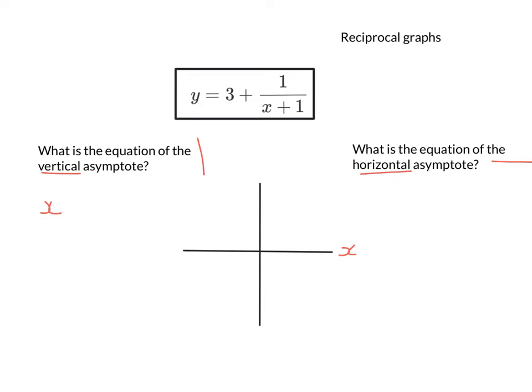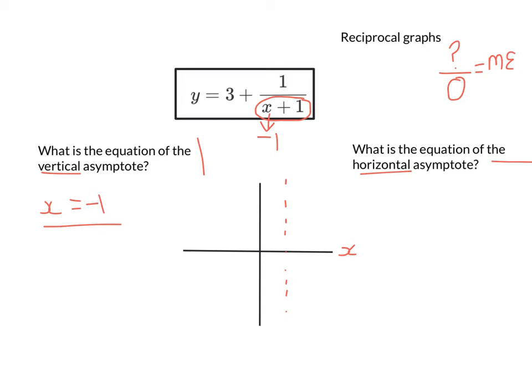Now I know that if I do anything divided by 0, I'm going to get math error on my calculator. That's impossible. So this bit here, I want to make it equal to 0. And to do that, I must make x equal to minus 1, because minus 1 add 1 is 0. That's going to give me the math error on my calculator. That's what I'm aiming for. So x must be minus 1 at the asymptote. So if I draw that onto the graph here, I know there's an asymptote there. So that's the vertical asymptote.